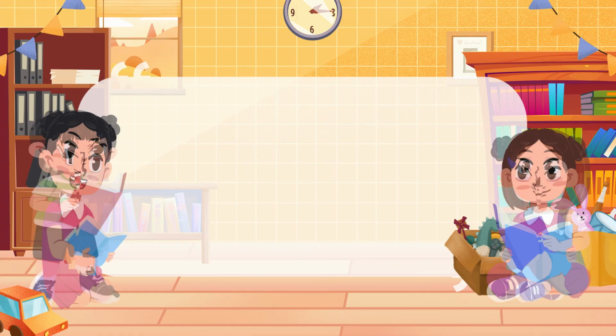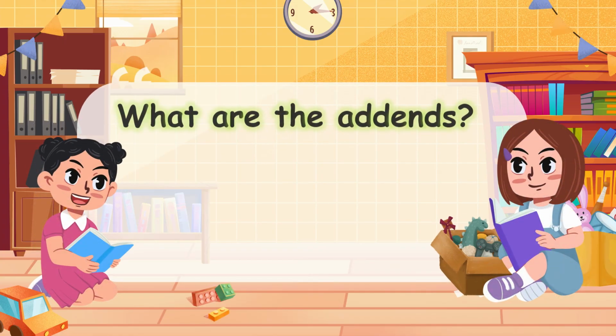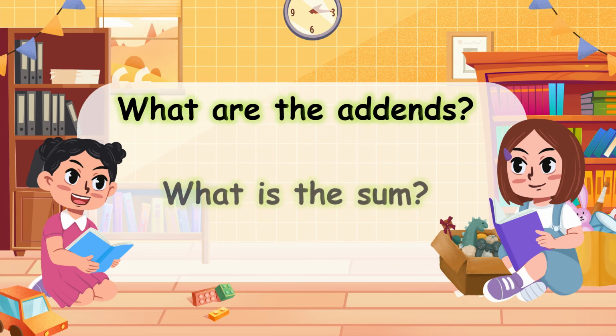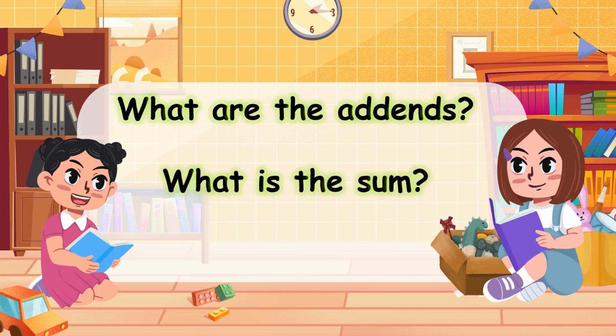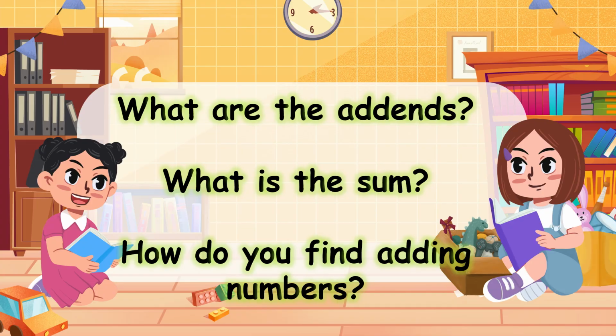Now let us have the answers. What are the addends? The addends are 6 and 4. What is the sum? All right, 10. And how do you find adding numbers? Is it easy or difficult? Right, it is very, very easy.